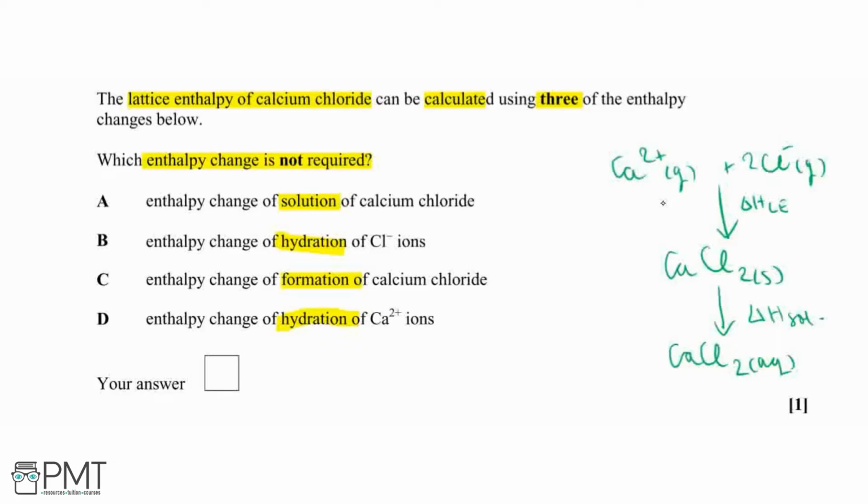To finish off this cycle, all we need is the hydration values of the ions. That's where we go from the gaseous ions to the aqueous solution. We're hydrating the ions with the water. This is our hydration enthalpy. And what we can see from this cycle is that we don't actually need the enthalpy change of formation of calcium chloride in order to work out this lattice enthalpy, because we've not got our calcium and our chlorine in elemental form in order to form that solid. Therefore, our answer is going to be C.